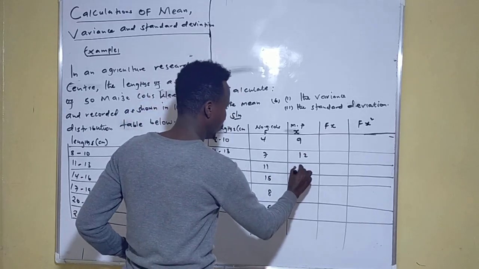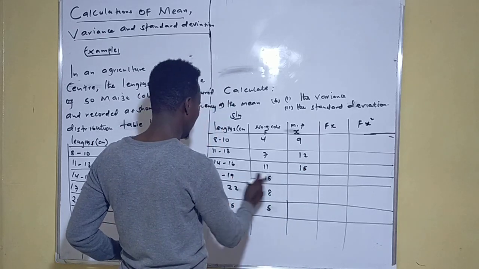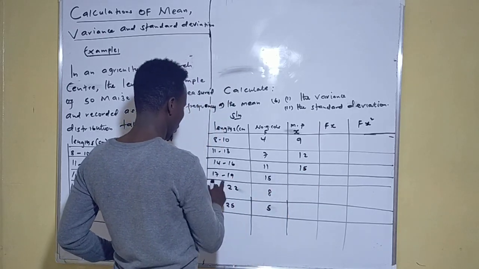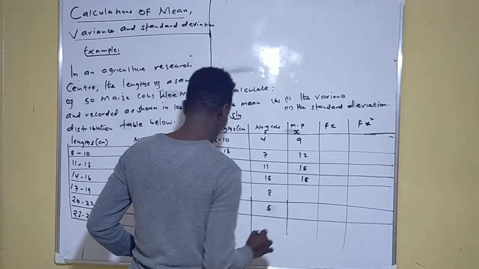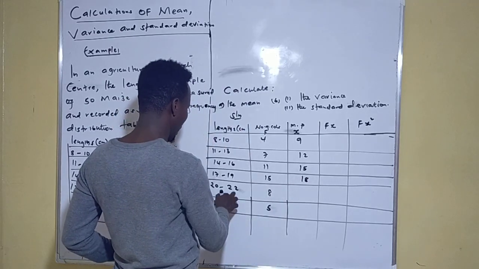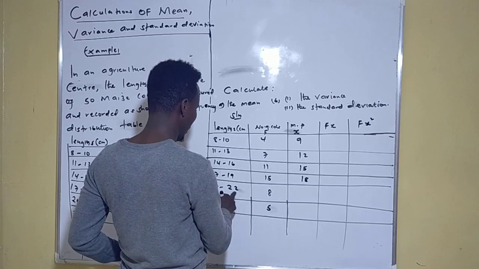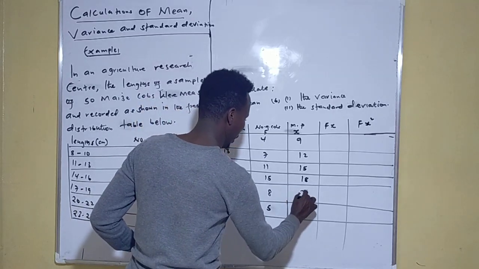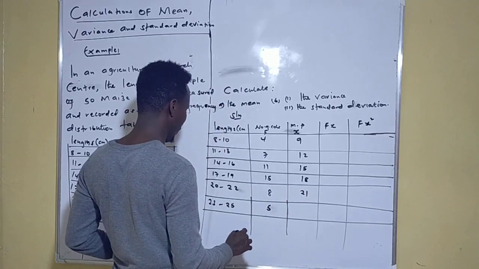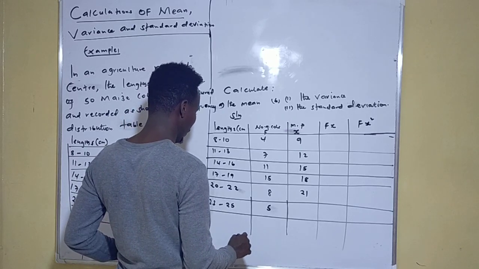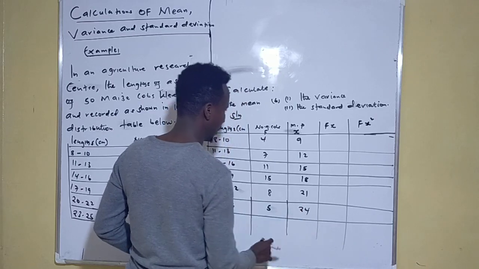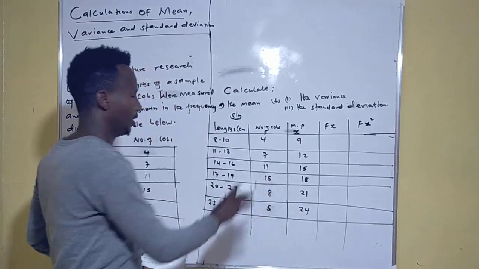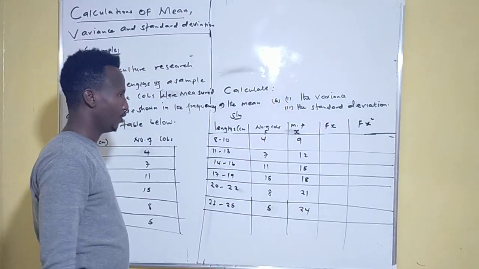Hopefully this will be 15. Then this will be 18. So add this to here, that's 36 divided by 2, 18. Then add this to 42, divided by 2 is 21. Then we have 23 plus 25 is 48 divided by 2, 24. So we have class intervals of 3. Can you see we have class intervals of 3?